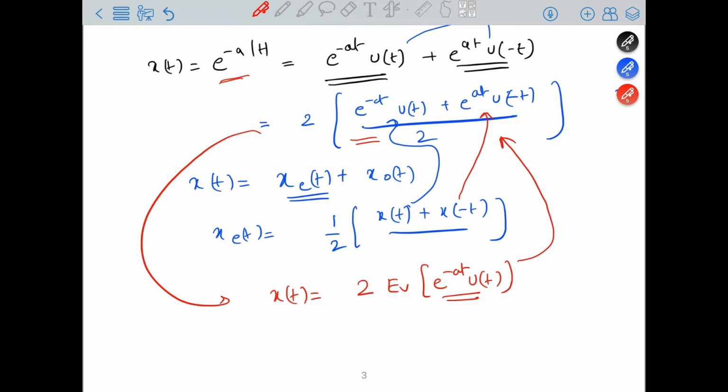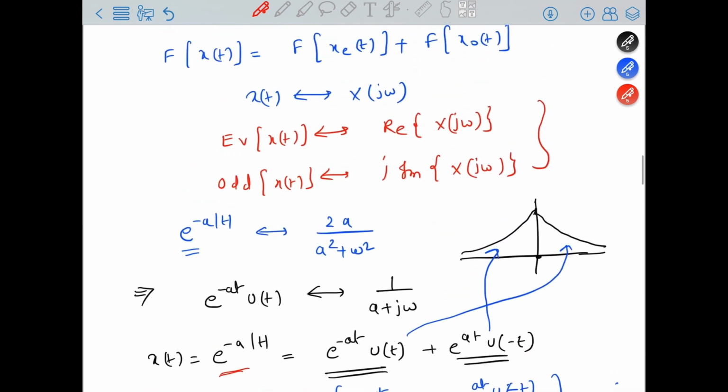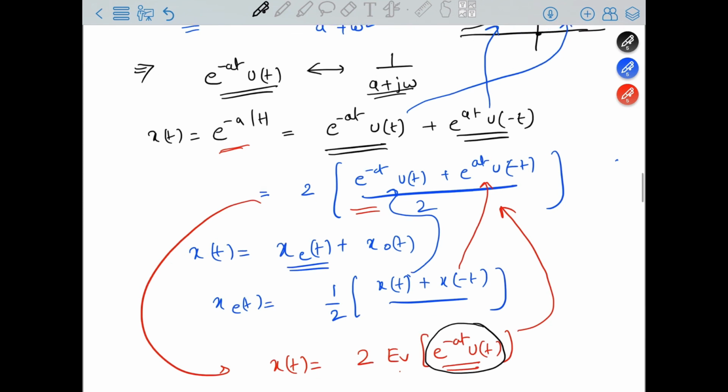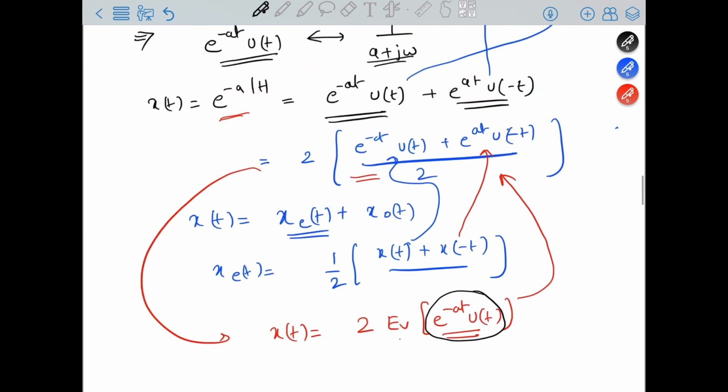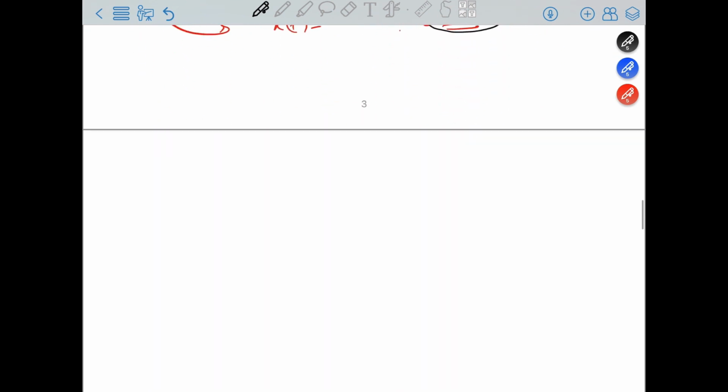We also derived that the Fourier transform of the even part of a signal is represented by the real part of X of j omega. Our signal is now e raised to the power minus at u of t, and we know the Fourier transform of e raised to the power minus at u of t as 1 upon a plus j omega. So if we take the real part of this, we can directly get the Fourier transform of e raised to the power minus a mod t. So what will be the Fourier transform? That will be equal to 2 times the real part of 1 upon a plus j omega.